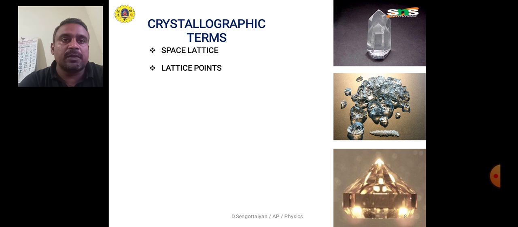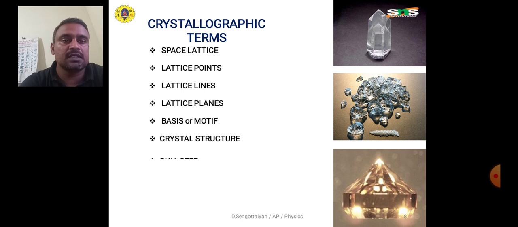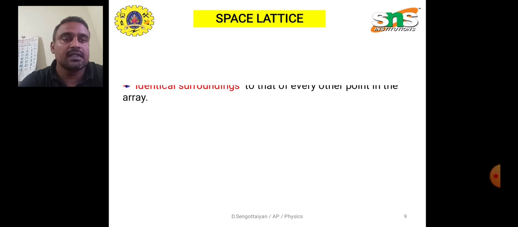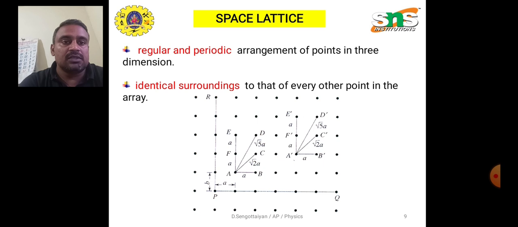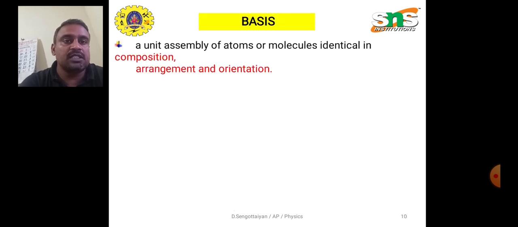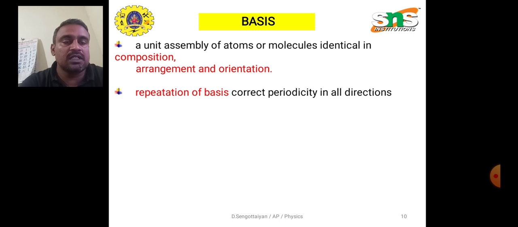Then the important crystallographic terms: space lattice, lattice points, lattice line, lattice planes, basis, crystal structure, unit cell, and lattice parameters. So the first topic is space lattice, a regular and periodic arrangement of points in 3 dimensions. That particular point indicates the position of atoms or molecules. The basis is a unit assembly of atoms or molecules which are identified with respect to the position of the lattice point.